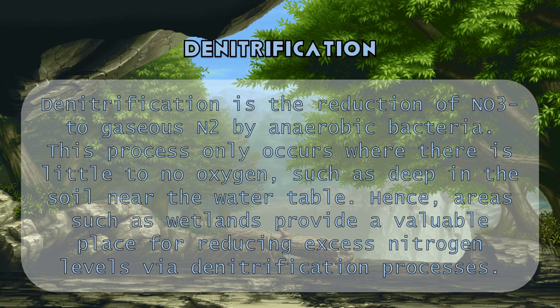Denitrification is the reduction of nitrate ion to gaseous dinitrogen by anaerobic bacteria. This process only occurs where there is little to no oxygen, such as deep in the soil near the water table. Hence, areas such as wetlands provide a valuable place for reducing excess nitrogen levels via denitrification processes.